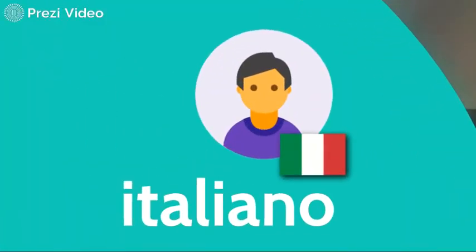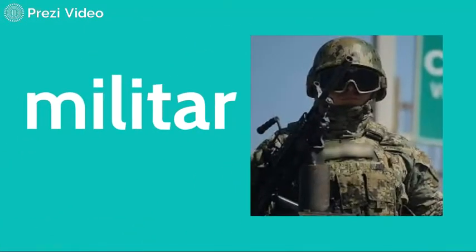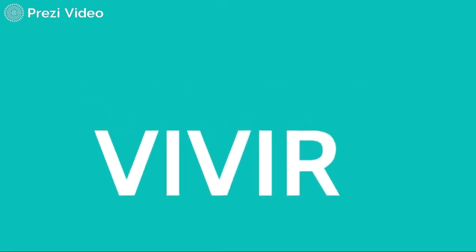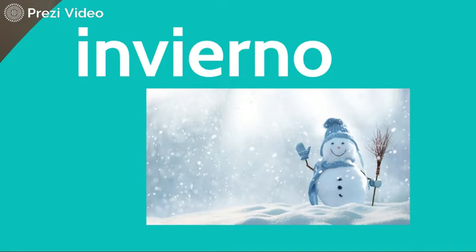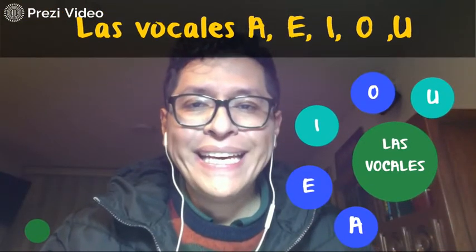I. Italiano, italiano. Isla, isla. Militar, militar. Vivir, vivir. This is a verb. This is the verb live, like such as in the word I live in Mexico. You say yo vivo en México. Just like me, I live in Mexico actually. Vivir. Invierno, invierno. Y, y.